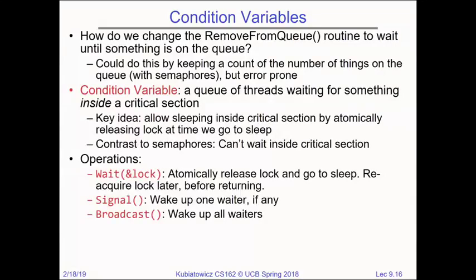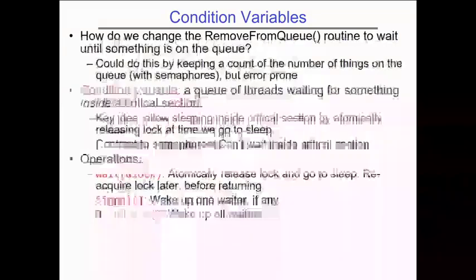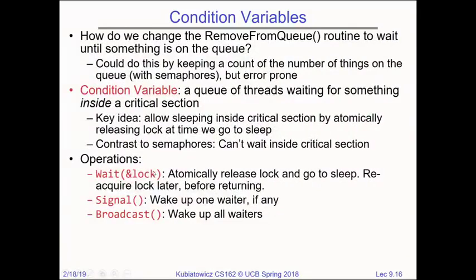One is a wait operation where we have to give the lock. If you're doing this with basic C, you actually have to give a pointer to the lock. What wait will do is atomically release the lock and go to sleep, and then before you return from wait, it'll reacquire the lock. So we'll get that illusion that we've held the lock the whole time. Signal says wake up one waiter, and broadcast will wake up all the waiters.